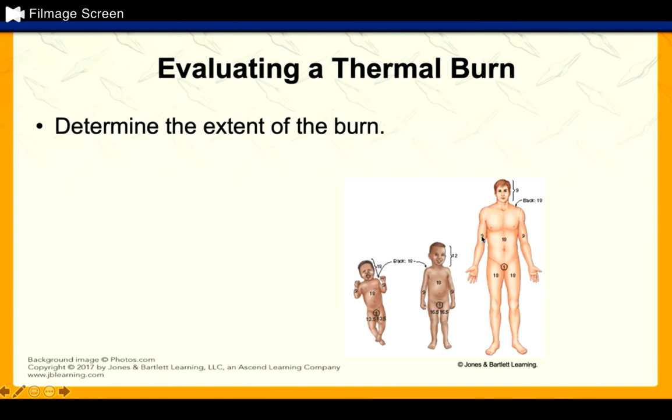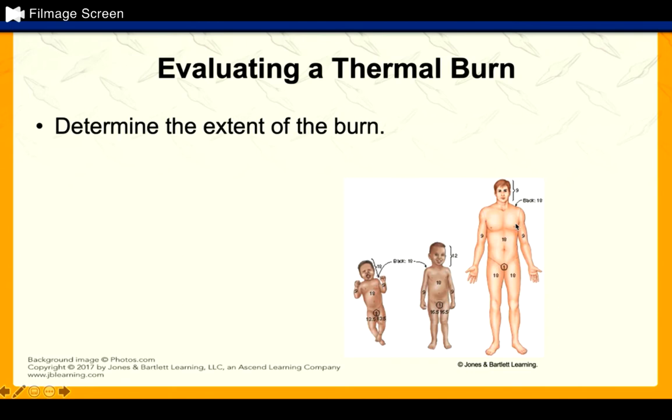The front of the arms represent 9% of the body. The front of the torso is 18%, and the posterior aspect of the torso, your back, will also be 18%. The other arm is 9%. The legs are 18%, front side, and you go to the back, that's additional. The pubic region is 1%. The head will be 9%. So when you do the math, it all adds up to 100%.